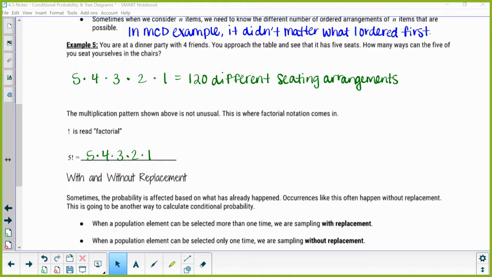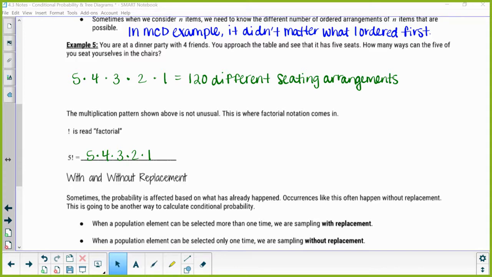Now, we're not going to get heavily into combinations and permutations because, again, it's not something they assess on the AP exam anymore, but we will talk about it a little bit once we get to binomial and geometric models.